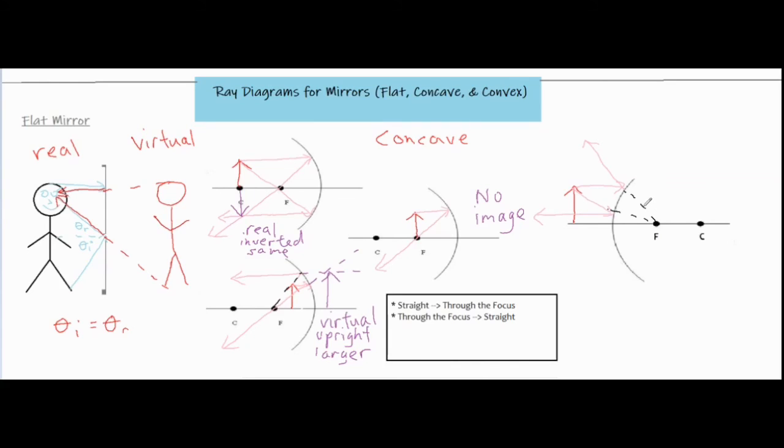So we have this one. That's a reflected light ray. And we have this one. That's a reflected light ray. So we're going to have a little arrow right over here. We're going to consider that to be virtual because it's on the other side of the mirror where the light isn't collecting. It is going to be upright. And it is going to be smaller.